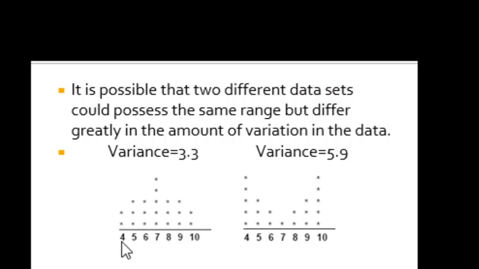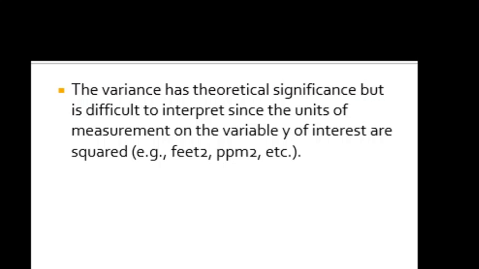These two data sets, these are the dot plots. So we have the same range. They are ranging from 4 to 10, both of them. But as you can see, the shapes are very different and the variance is different. So for this one, the variance is 3.3. For the second one, it's 5.9. So we have to be careful while using range as the measure of spread, because it's not very effective in explaining the overall spread of the distribution.